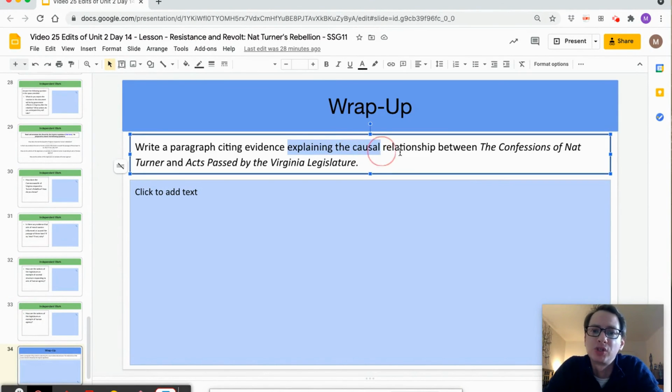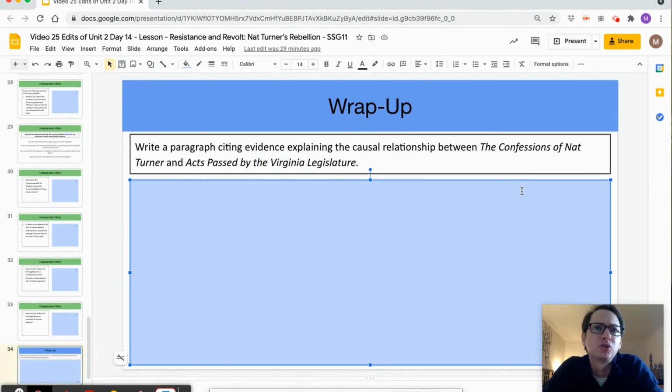Explain the causal relationship between the Confessions of Nat Turner and the acts passed by the Virginia legislature, making sure to bring in textual evidence from at least one of the texts. As you are doing this, you should strengthen your analysis by incorporating some of what you've already learned about causation. For example, does this relationship between the documents seem more reminiscent of long or short-term causes, or could it even be considered as a trigger? If you really want to challenge yourself, decide whether it resembles a necessary, sufficient, or relative cause.